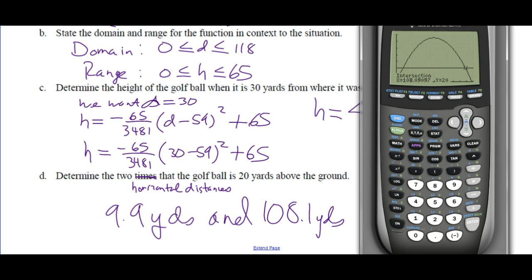Okay, so when the ball has traveled a horizontal distance of 9.9 yards, it'll be 20 yards high. And when the ball is on its way down, it'll travel 108 yards from me, and it'll also be 20 yards high.